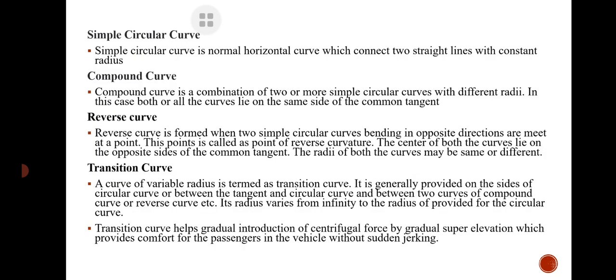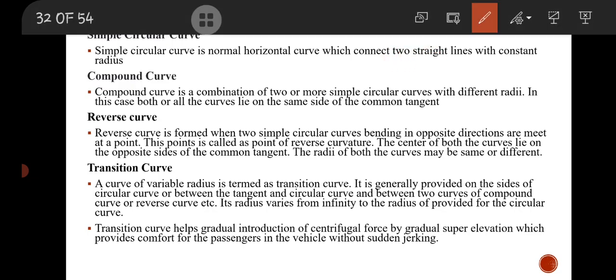So these are the definitions of these types of curves: simple circular curve, compound curve, reverse curve and transition curve. A simple circular curve is the normal horizontal curve which connects two straight lines with a constant radius. That means this radius and this radius are constant, and the arc made is known as the curve. This curve is known as a simple circular curve, and it is in the shape of an arc of a circle.